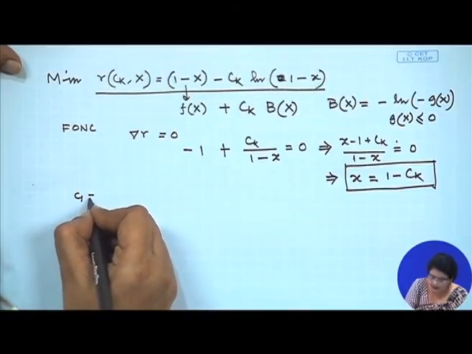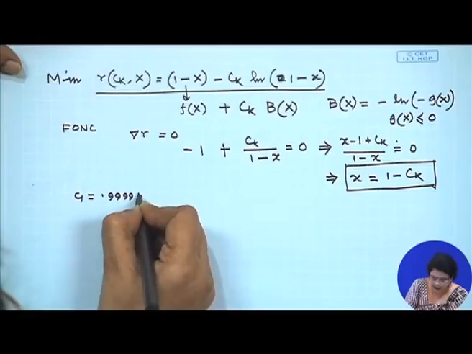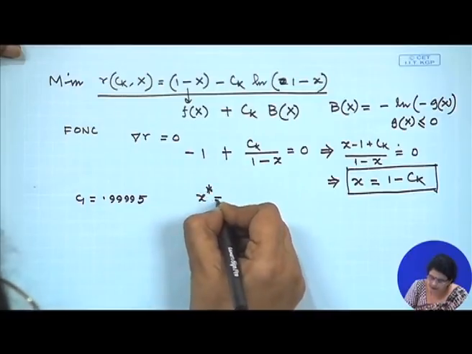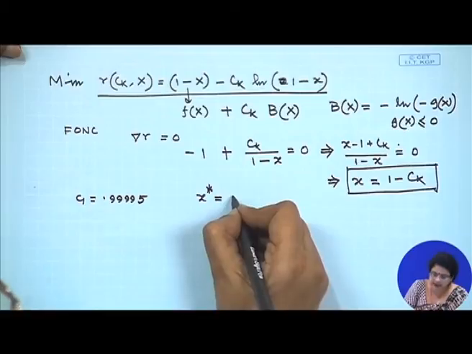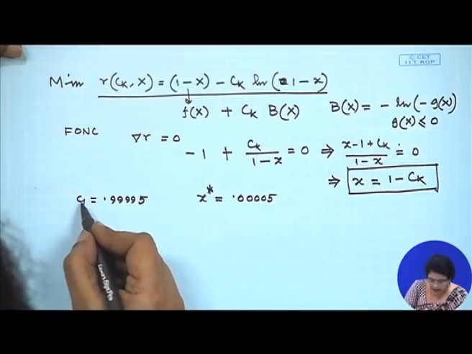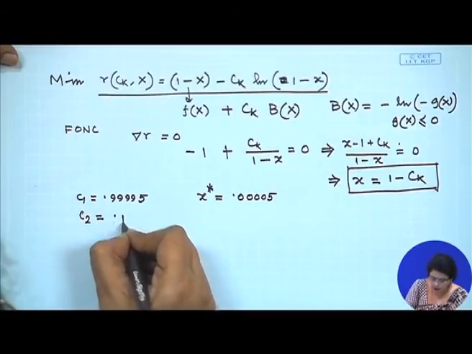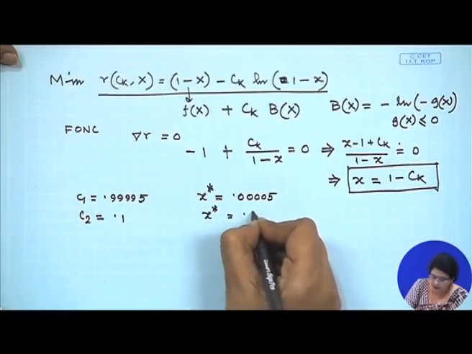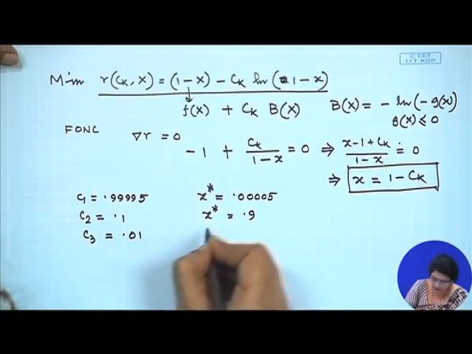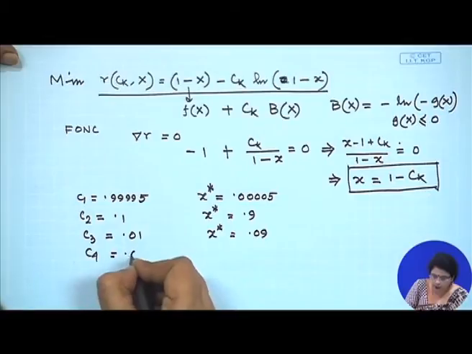Let me consider first k is equal to 1. Let us consider c1 is equal to some very high value, we will start with 0.9995, okay. Then what will be the corresponding optimal solution? x star must be 1 minus c_k, that is why the x star value will be 0.0005, okay. Now, I have to decrease c1, that is why let me consider c2 as 0.1, then the corresponding x star would be 0.9, all right. If I consider c3 is equal to 0.01, then x star would be 0.99, c4 is equal to 0.001.